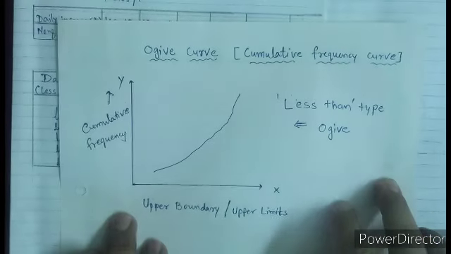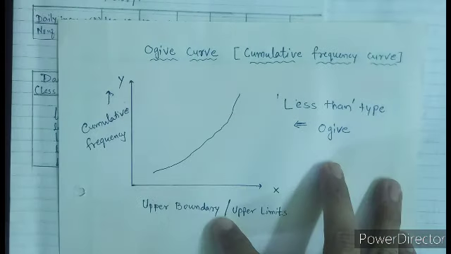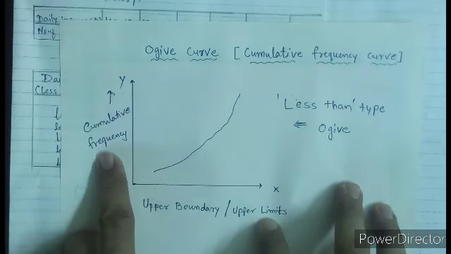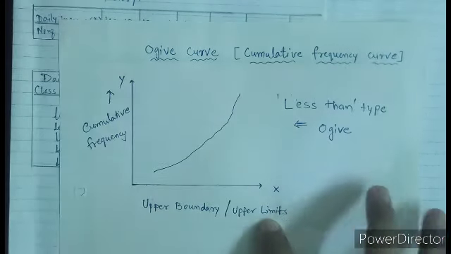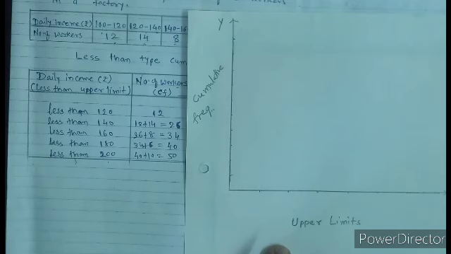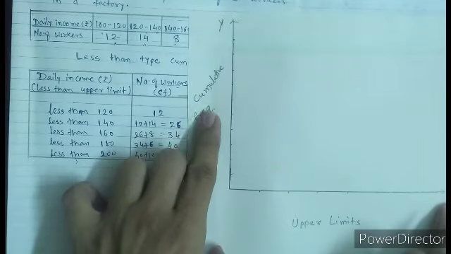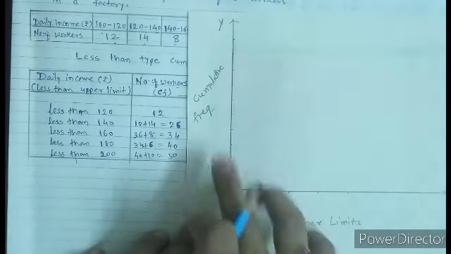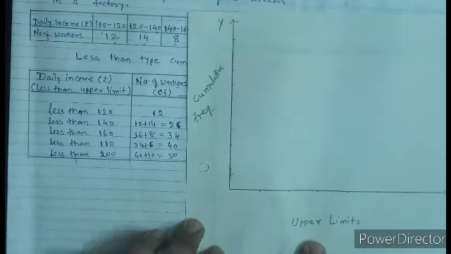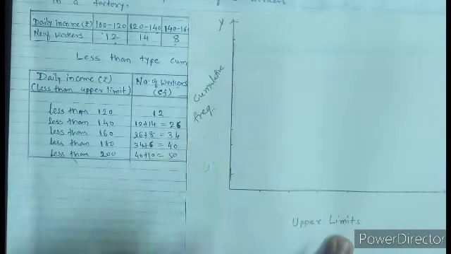As I explained earlier, the less than type of OGIVE will be formed this way. The graph will be going upwards, and on the x-axis we have to take upper boundary or upper limits, and on the y-axis we have to take cumulative frequency. Let us draw the OGIVE from this data. To make the OGIVE, I have drawn here the plane having x-axis and y-axis. In your graph paper you can draw this kind of graph lines. As we have to draw the less than type of cumulative frequency curve, on x-axis we have to take upper limits, and on y-axis cumulative frequency.